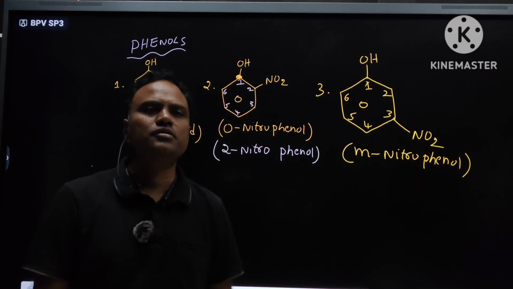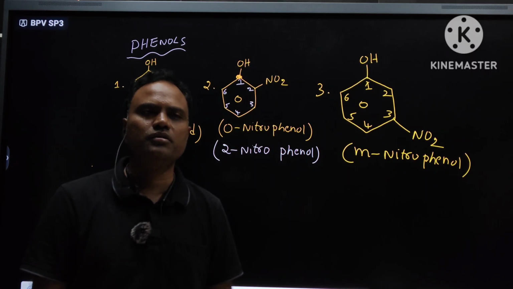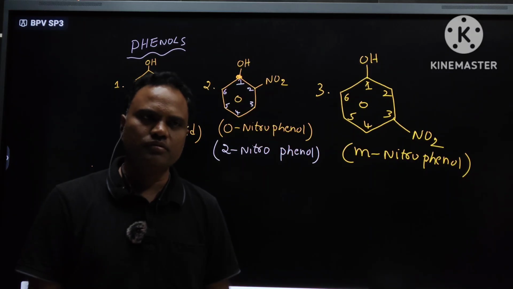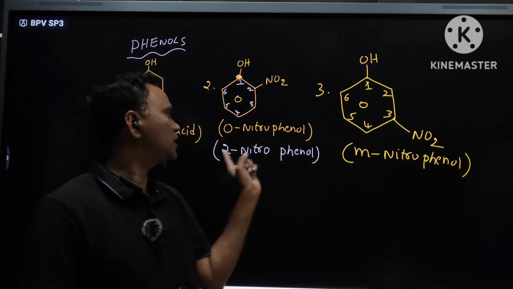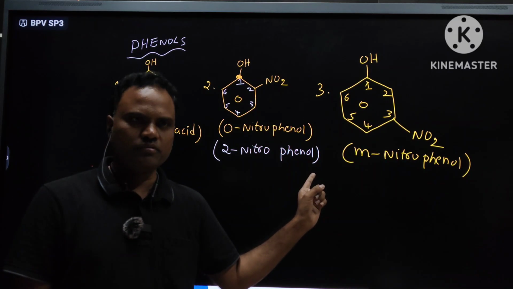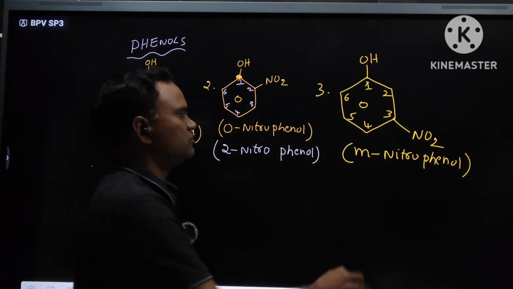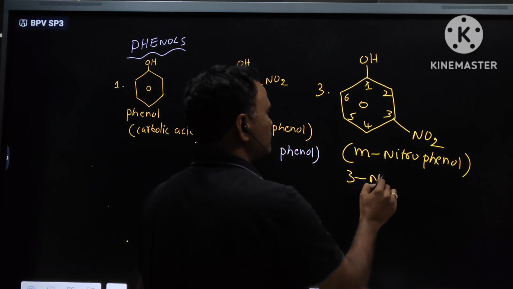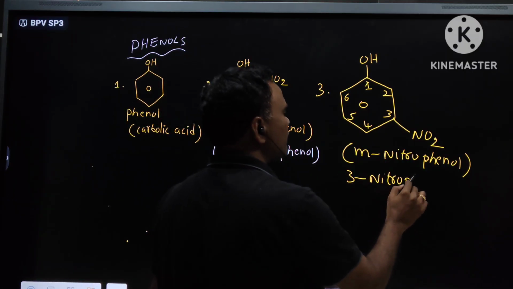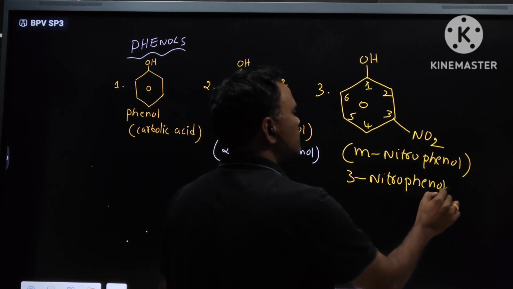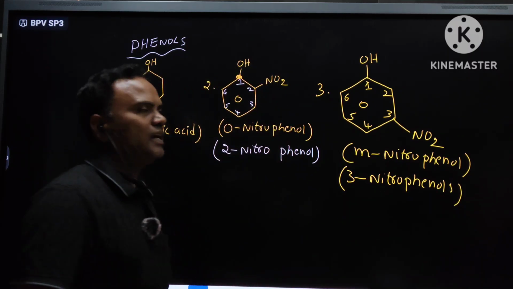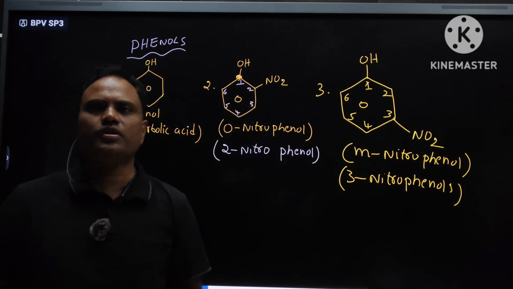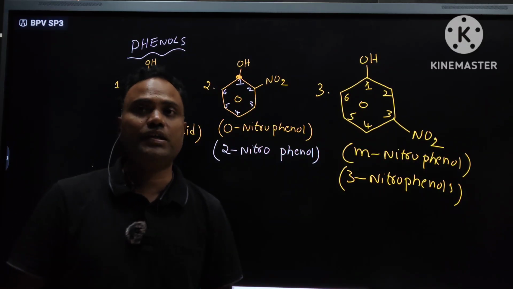You try. Numbering, according to numbering, like this: 3-nitrophenol. 3-nitrophenol. Why am I giving the names for these? We will discuss acidic nature. Acidic nature will come in the weekend exams.